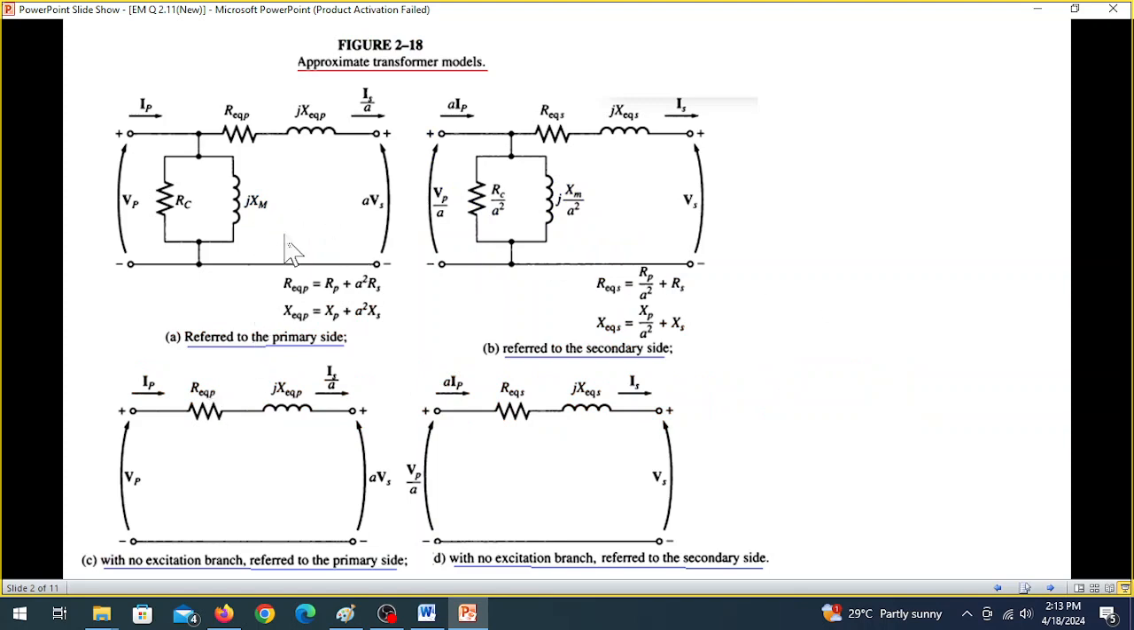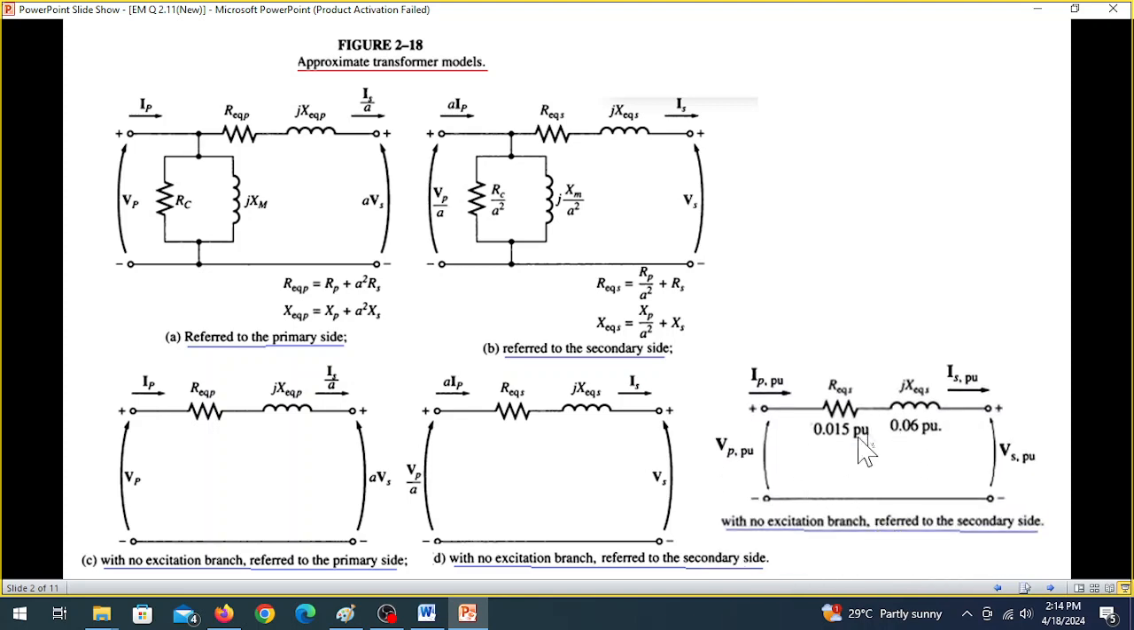We have learned already that the approximate transformer model could be either referred to primary or referred to secondary. This is called the excitation branch resistance and impedance, and this is called the series resistance and impedance. A simplified model is that we remove this branch, and this becomes a simplified model for primary and secondary side. The question that we are dealing with is in per unit.